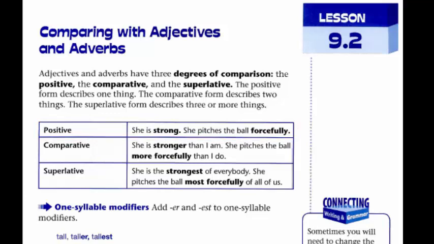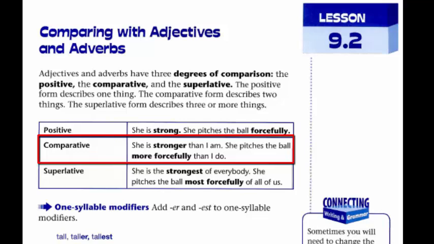What about comparatives? Let's see. She is stronger than I am. Stronger here is an adjective, or let's call it a modifier, that describes or compares she, the subject of the sentence, to I, the other pronoun in the sentence. So stronger is a modifier that compares she to I as pronouns.